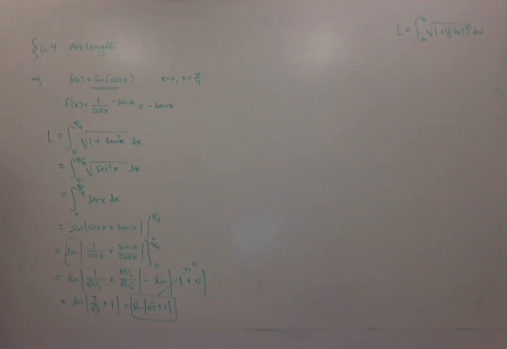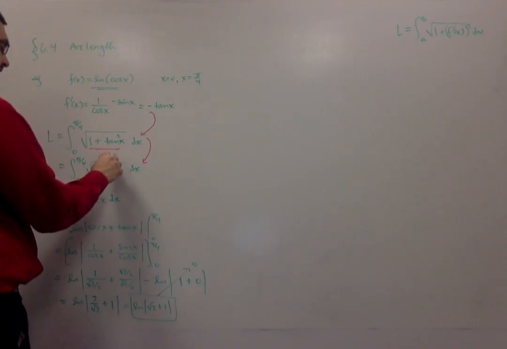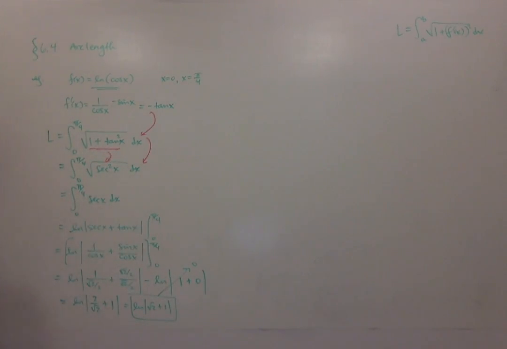The key here, the thing that makes doing this integral awful, is the square root, and the key here is recognizing this trig identity that helps you be able to do the integral. Okay?